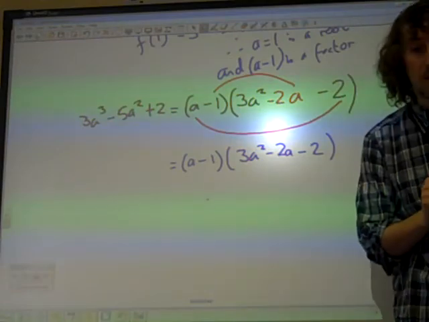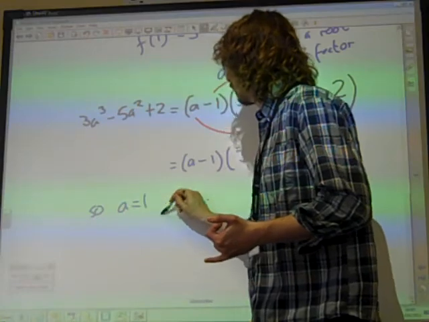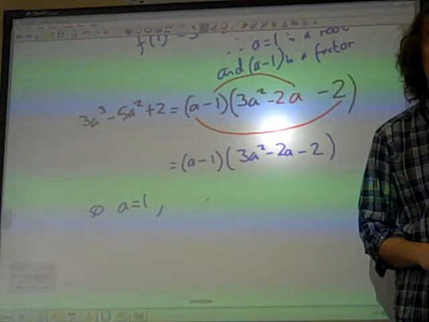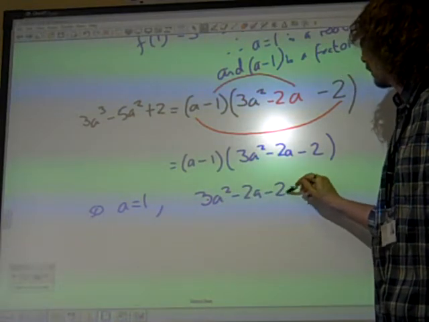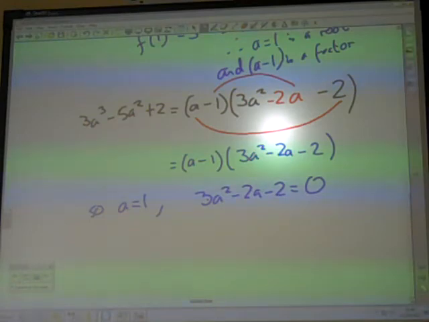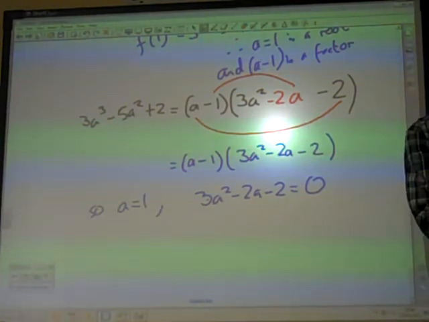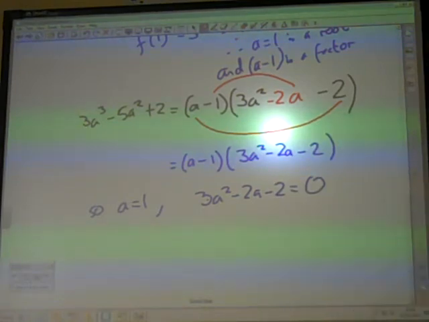We were already told that a equals 1 is one of the solutions. So we don't need to worry about that anymore. Another solution is 3a squared minus 2a minus 2 is equal to 0. Now that isn't going to factorise, is it? We already know it's not going to factorise because the question said give your answer in simplified surd form. So that's a pretty big clue that it's not going to factorise. We could try and complete the square, or we could just dive straight for the quadratic formula.